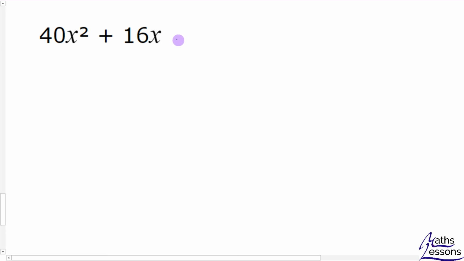Right, so remember I said about looking for common factors first. Look for a common factor. There's x and 4 that goes into both. So 40 divided by 4 is 10. x squared divided by x is x. Plus 16 divided by 4 is 4. x divided by x is nothing. And what you can see is I've still got another factor. I haven't finished off. Actually, 8 goes into both of these. Got a 2 here and a 2 here.